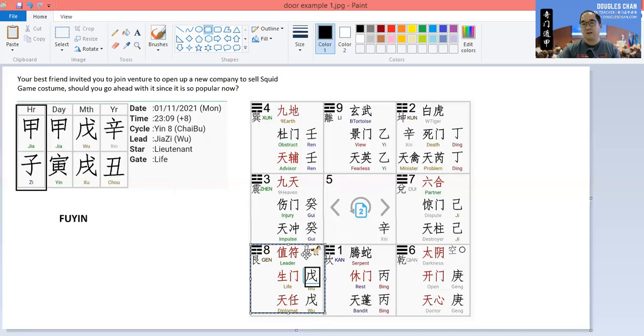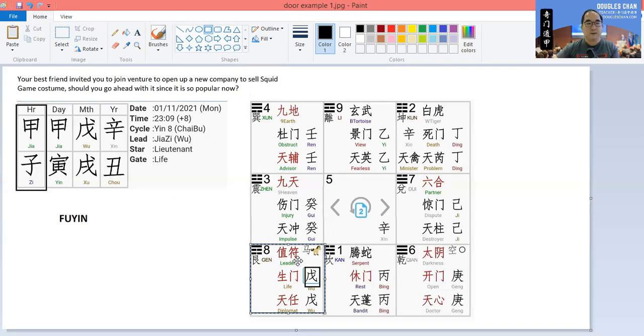The horse tells us that this is something either unstable or probably related to overseas. If this venture is going to be selling Squid Game costumes, it's likely to be overseas, so the not-being-stable meaning may not really apply in this situation. With a leader, life, and diplomat, all of the red symbols tell us something really interesting, which means that the answer is likely to be good on the macro level, on the micro level, excuse me.